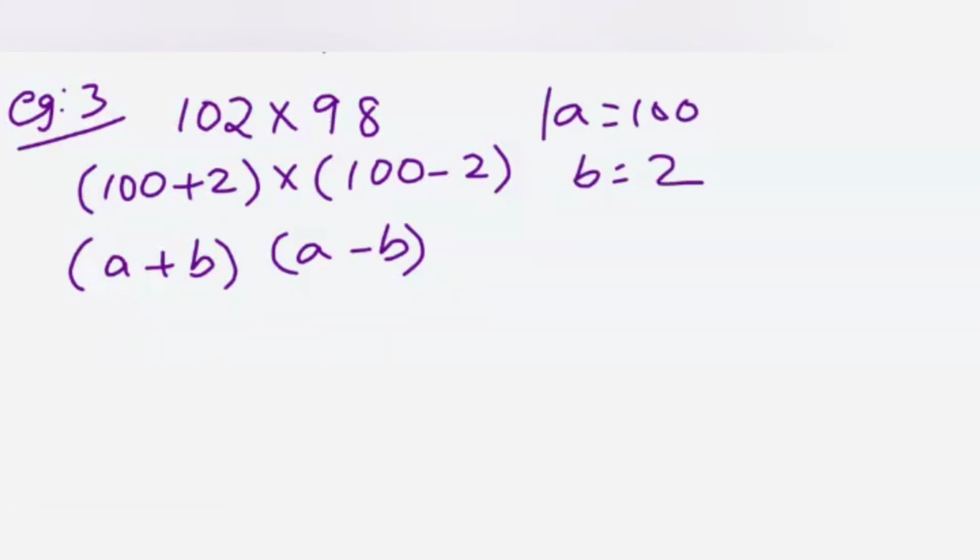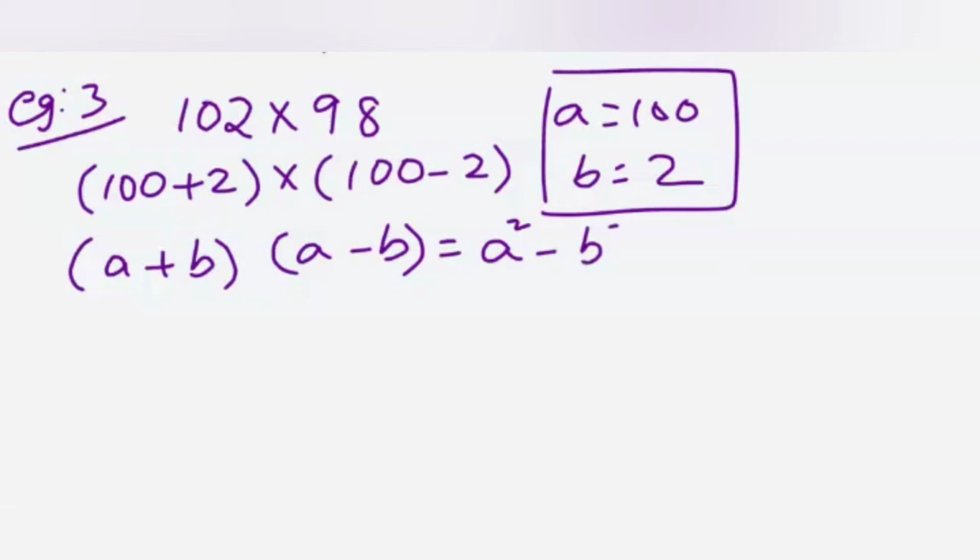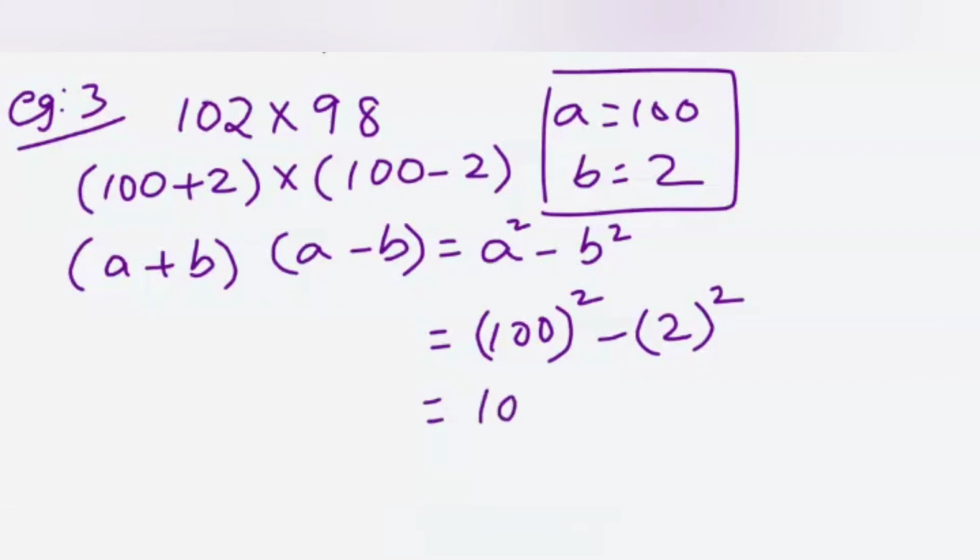Let us substitute these values in the formula. (a plus b) into (a minus b), according to the formula, is nothing but a square minus b square. So a means 100 square minus b square means 2 square. 100 square means 10,000 minus 4. The answer is 9,996. If you multiply 102 into 98 also, you will get the same answer.